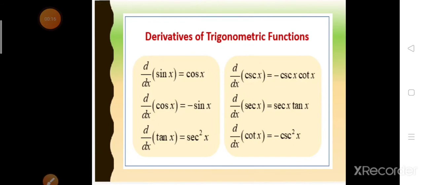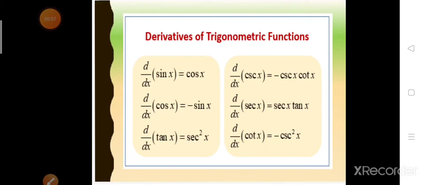For today's video, I'm going to discuss the derivatives of transcendental functions in calculus. First, the derivatives of trigonometric functions. The derivative of sine x is cosine x. The derivative of cosine x is negative sine x. The derivative of tan x is secant squared x. The derivative of cosecant x is negative cosecant x cot x. The derivative of secant x is secant x tan x. And the derivative of cotangent x is negative cosecant squared x.